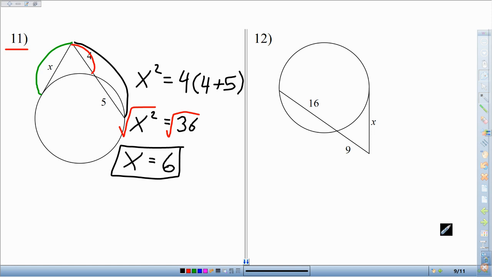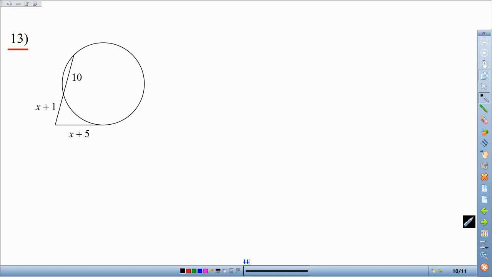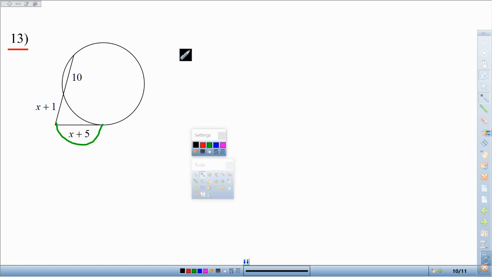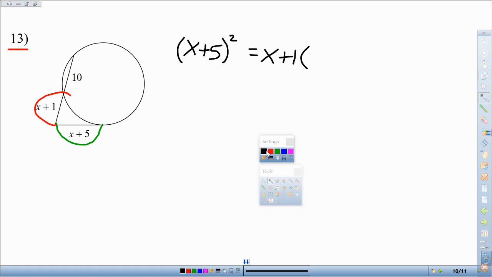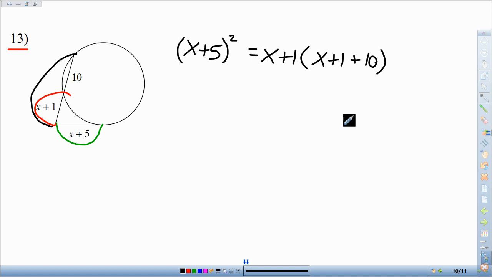Okay, I'm going to do one more of these, and then I'll leave the rest to you. All right, jump down to number 13. Weirder values. These are going to complicate these problems a little bit, so let's just see where it goes. First thing, let's square our tangent line. So x plus 5, that whole x plus 5 is going to be squared. Then we'll do our secant rule, outer segment, which is x plus 1, times the entire segment, adding together the two parts: x plus 1 plus 10. Just be really careful. Take your time when you set these up.